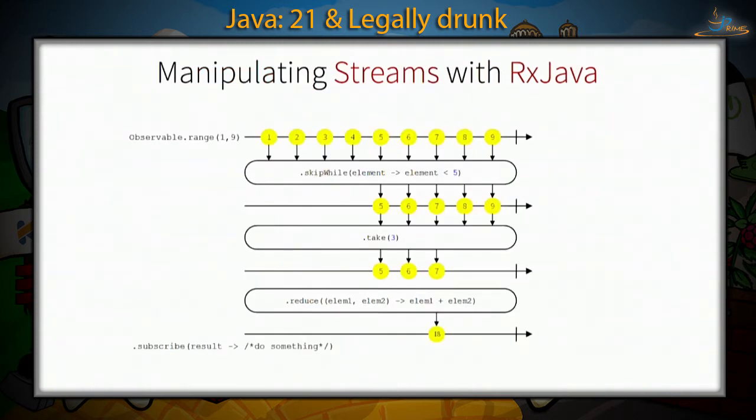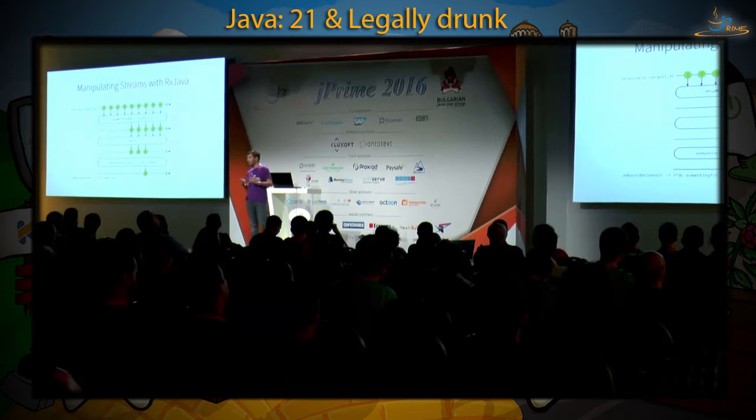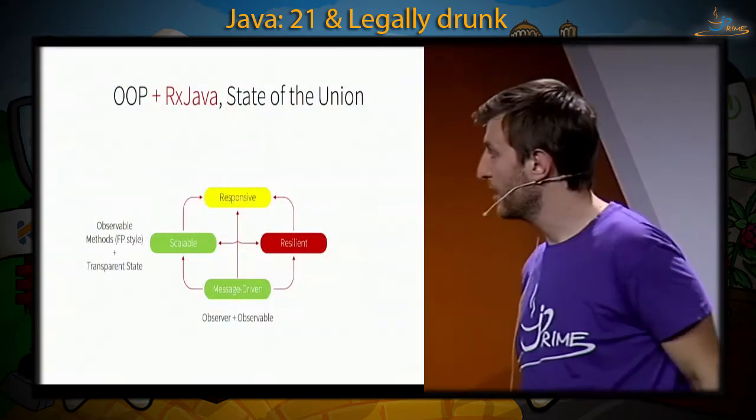Okay, so now this is a short example. As you can see, at the beginning we have a stream of 9 elements, basically 9 messages, and then we just apply methods to this. We start applying methods, and each of those methods will actually produce a new stream. And in the end, we are left with a stream of only one element, and then we can subscribe to that stream and do whatever we want with the result. As you can see, nothing special, right? Pretty easy. Back to our diagram.